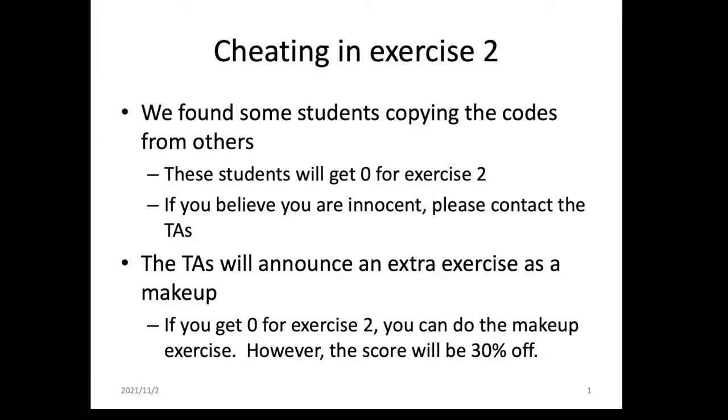later. And the TAs will announce an extra exercise as a makeup exercise. So if you get 0 for exercise 2, you can do the extra exercise. But the score will be 30% off. Okay, is that clear?